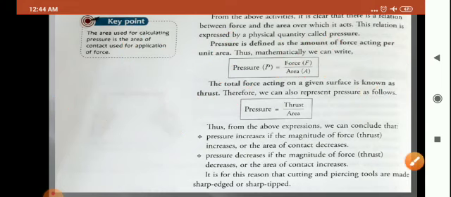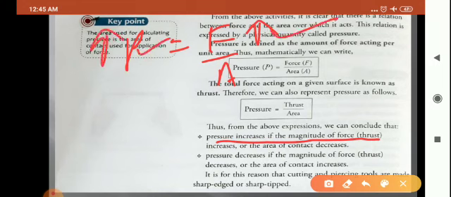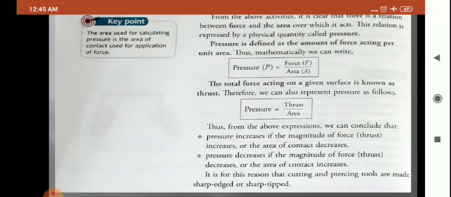Okay, that pressure increases, pressure is equals to force upon area. Pressure increases if the magnitude of the force or thrust increases. अगर आप फोर्स बढ़ा देंगे तो प्रेशर भी बढ़ जाएगा. और एरिया ऑफ कॉन्टैक्ट डिक्रीजेस. और इन अदर वे अगर आप एरिया ऑफ कॉन्टैक्ट को कम कर देंगे तो भी आपका प्रेशर क्या हो जाएगा? बढ़ जाएगा. नाउ सेकेंड पॉइंट, प्रेशर डिक्रीजेस.